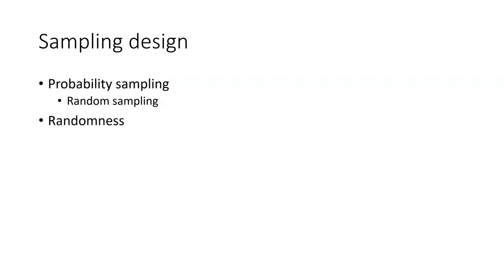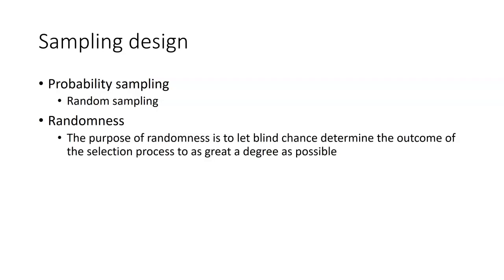And randomness basically means that it has to be random. You have a certain group that you're looking for, but you have to have those people picked randomly because that will give you the best cross-sectional reading on everything. The purpose of randomness is to let blind chance determine the outcome of the selection process to as great a degree as possible. So in randomness, you're picking out things.